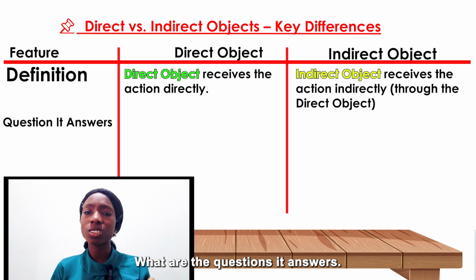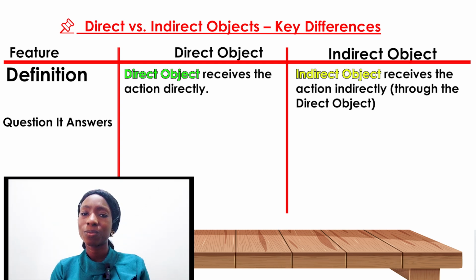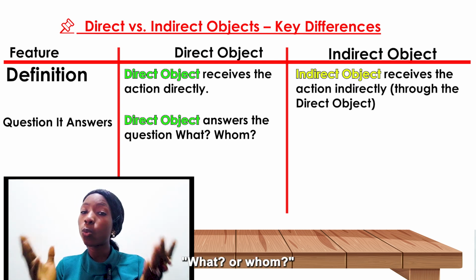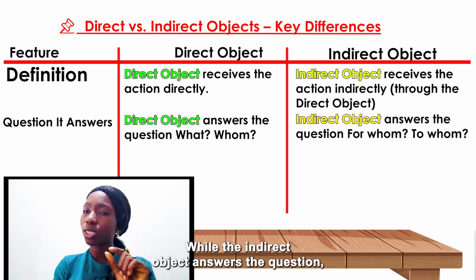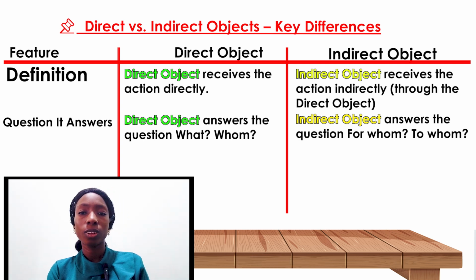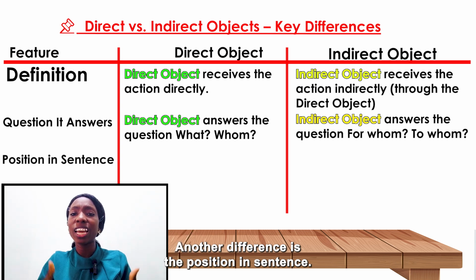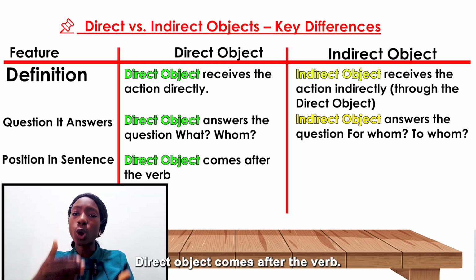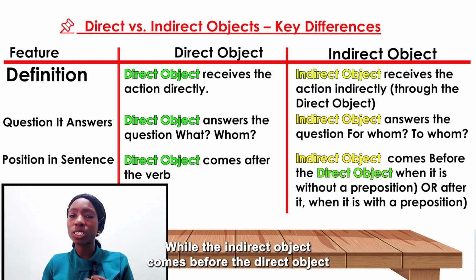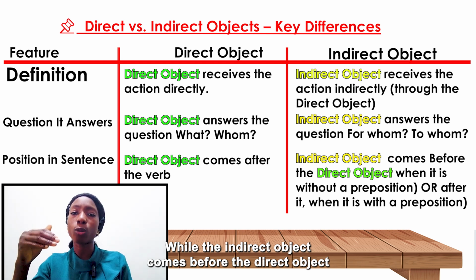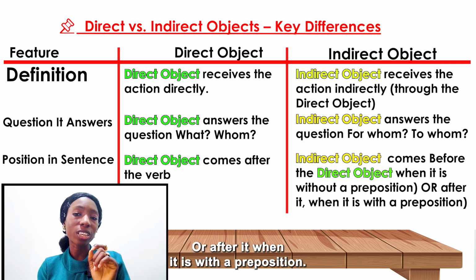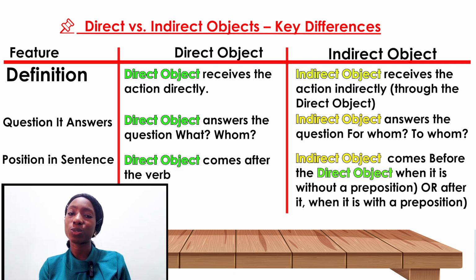What are the questions they answer? The direct object answers the question what or whom, while the indirect object answers the question for whom and to whom. Another difference is the position in the sentence. The direct object comes after the verb, while the indirect object comes before the direct object when it is without a preposition, or after it when it is with a preposition.